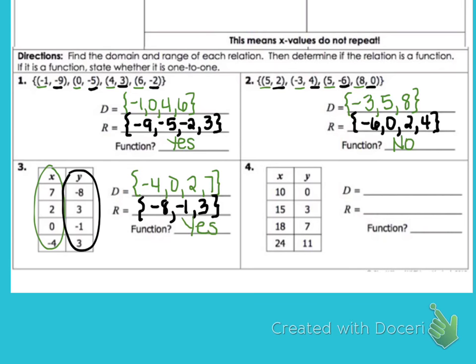So again, what we're looking for is repeating x's. It's okay for the y to repeat. We just can't have the x or the output or the range values. I'm sorry, we can have the range values repeating. We just cannot have the domain or the x values repeating.